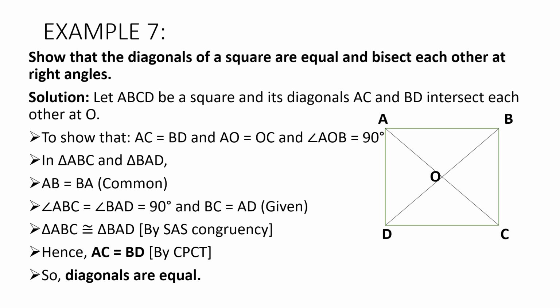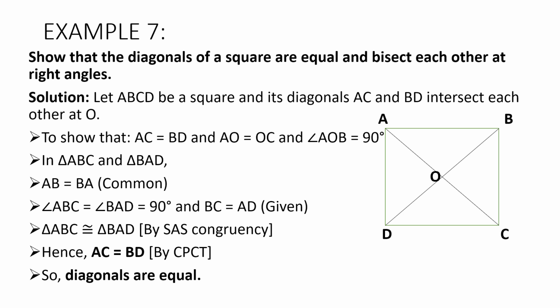So AB is equal to BA, common arm. Angle ABC and angle BAD both are 90 degrees because it is a square. So it is given. Same way, BC is equal to AD, because it is a square. So by SAS congruency, triangles ABC and BAD are congruent. Hence by CPCT, AC will be equal to BD.